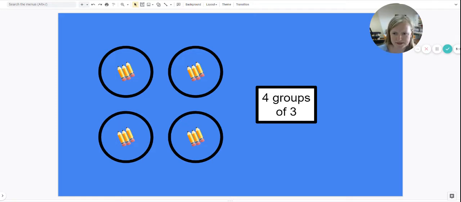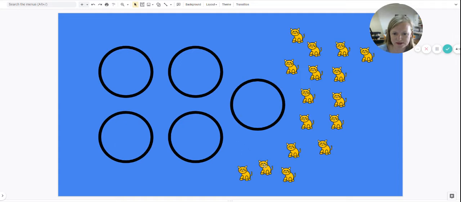All right. So we go on to the next slide. I hope I can do this. Oh, I can. We've got cats now, okay? I'm going to try and share all of these cats between the 5 circles, and I'm going to see, can I share them equally or not? Okay, so watch me. I'm going to be really careful, and I'm going to start by putting 1 cat into each group.